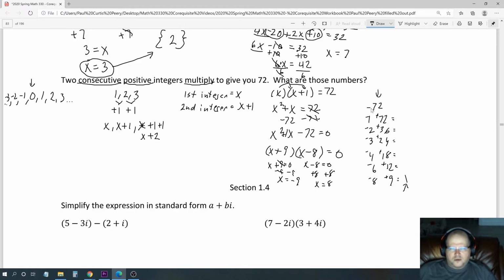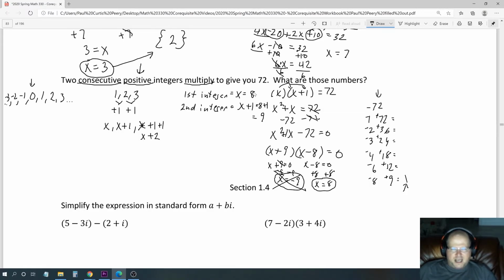Now, what are those numbers? We got two numbers, right? So you might be tempted to say, well, the numbers are negative 9 and 8. But there's a problem with that. It said positive integers. Well, this negative 9 here is not a positive integer. Negative 9 is a negative integer, so we know right off the bat that is not a valid answer. But you might say, I only have one answer. Well, that's true, but x is your first integer. Your consecutive or next integer is x plus 1, which in this case gives us a 9. So your two consecutive positive integers are going to be an 8 and a 9.